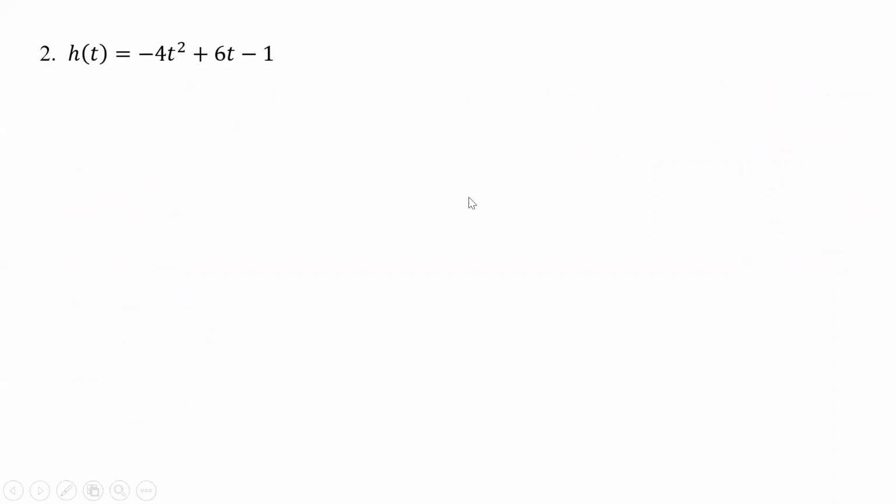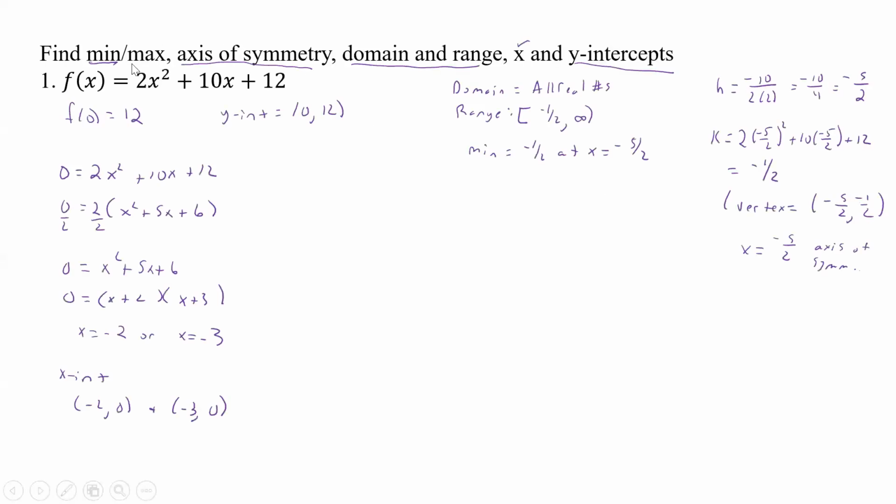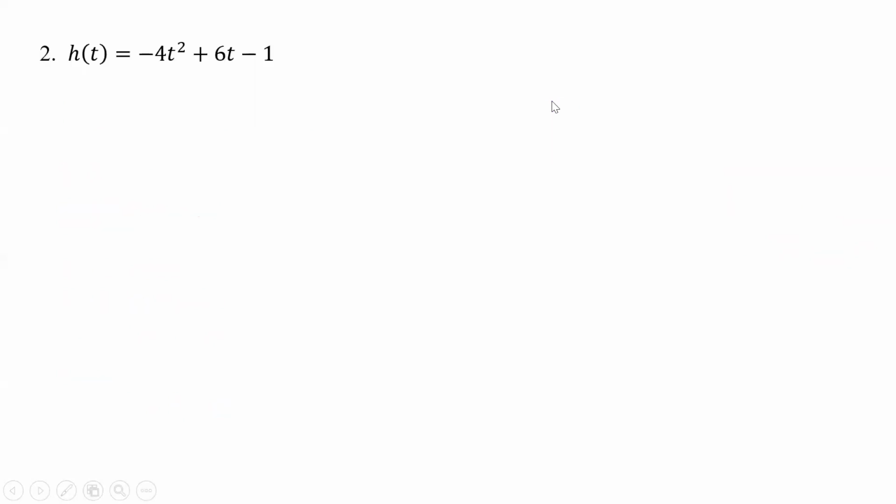All right, so let's do another one. H of t equals negative 4t squared plus 6t minus 1. We want to find all those same things again. We want to find the min, max, axis of symmetry, domain, range, x and y intercepts.